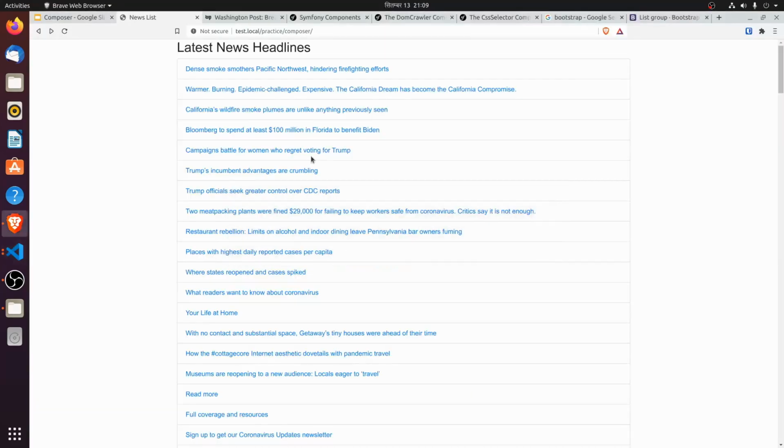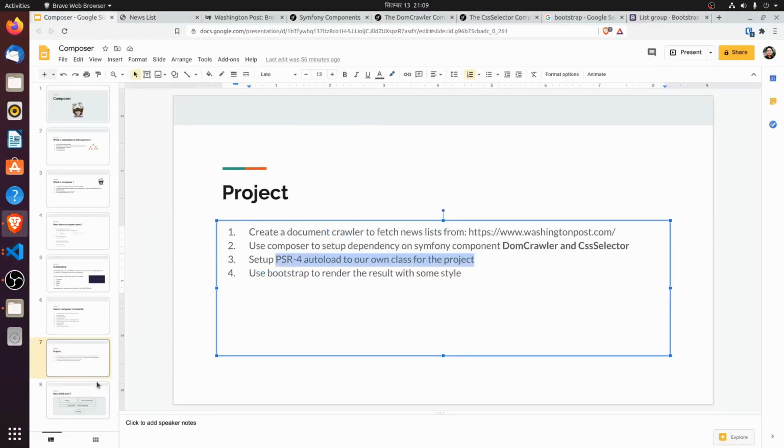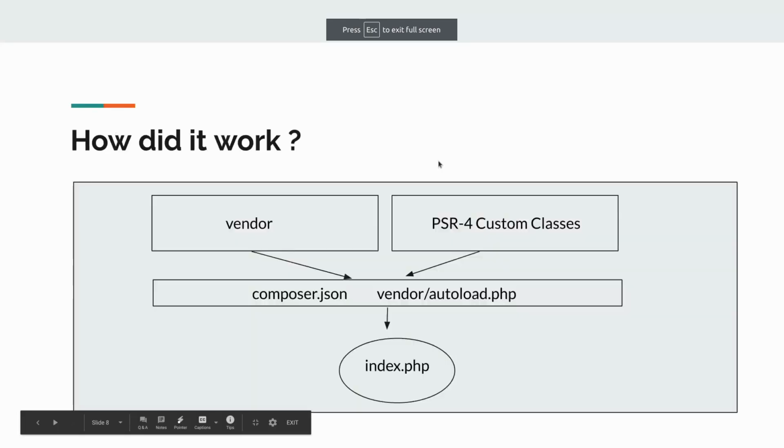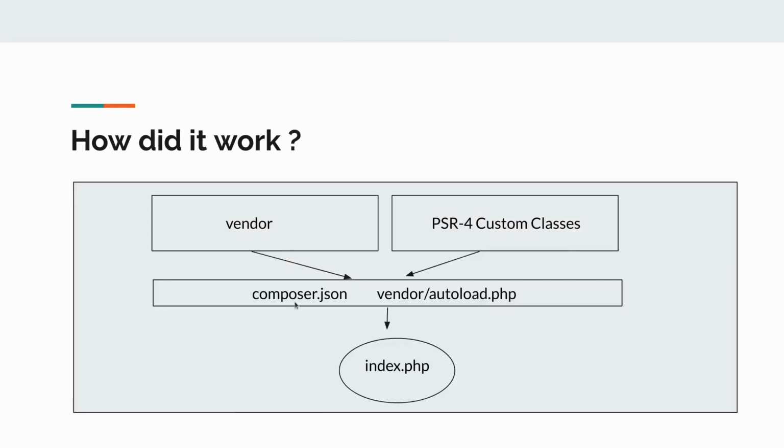So if I go back to our slide again, what we can say is how this entire thing worked: when we did a composer init, it created a composer JSON file, and when we dumped the autoload, it created a vendor folder and autoload.php file. So when we include the autoload.php file, it would automatically load all the vendor requires that we have, and also all the PSR autoloading for custom classes we have done for our own projects.